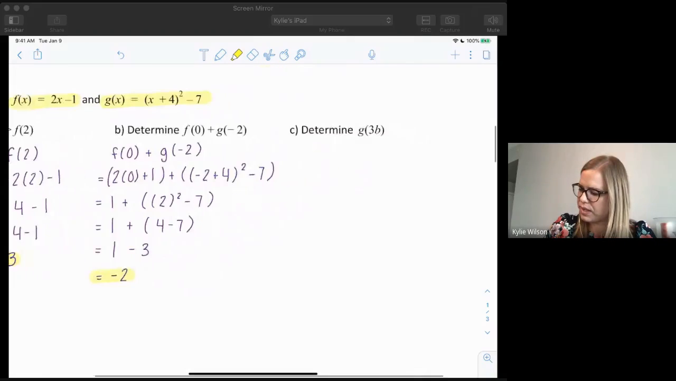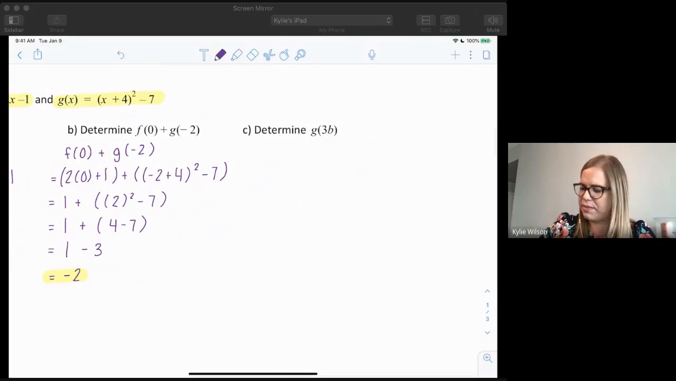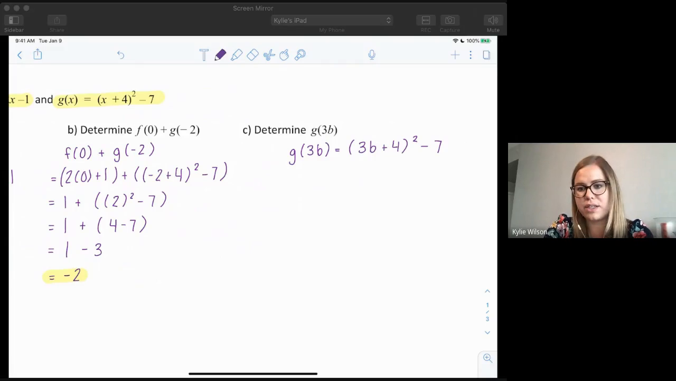Okay, so finally for C, we have g at 3b. So basically what I'm going to do is wherever I see an x in the g equation, I'm just going to write 3b instead. So instead of writing that x, I'm going to write 3b plus 4 all squared minus 7. Yeah, Tirth, you have a question? You can turn your mic off, or you can just type it if you'd prefer.